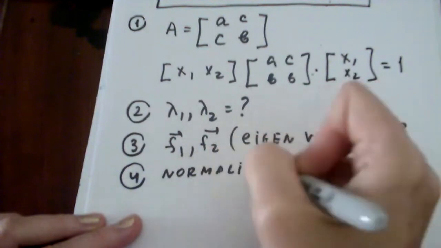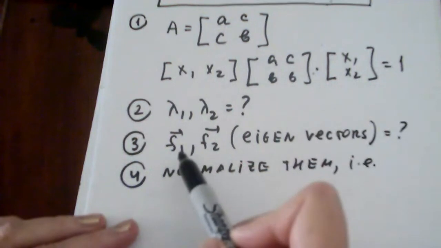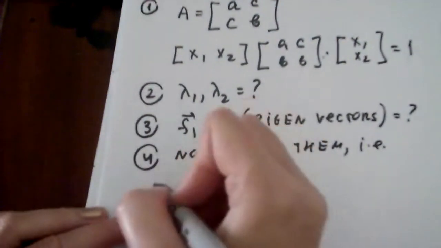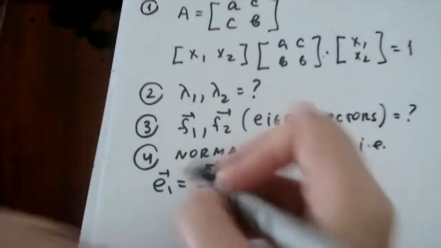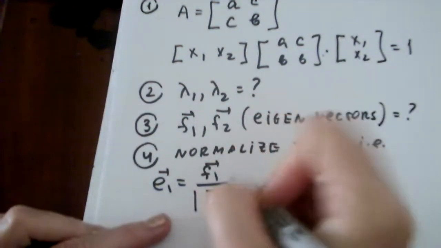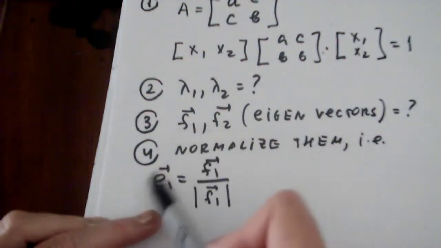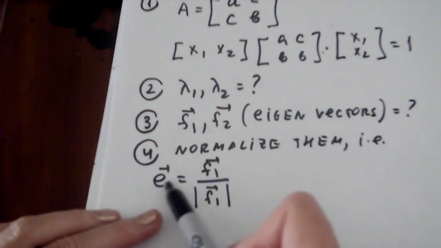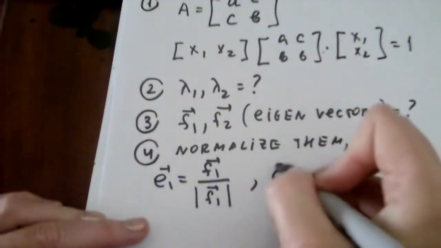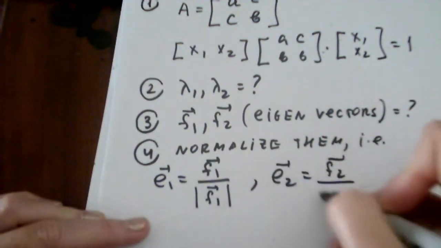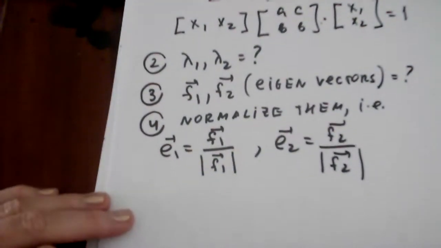Then the fourth step is to normalize them. It means that you need to make unit vectors out of them. You probably remember the formula. If you want to normalize vector F1, you need to divide every coordinate by the length of this vector. That is why I used this notation before, F instead of E, because E will be our ultimate unit vectors, with which we are going to draw our coordinate system. And similarly, E2 is F2 divided by the length of F2. So this was our step 4.